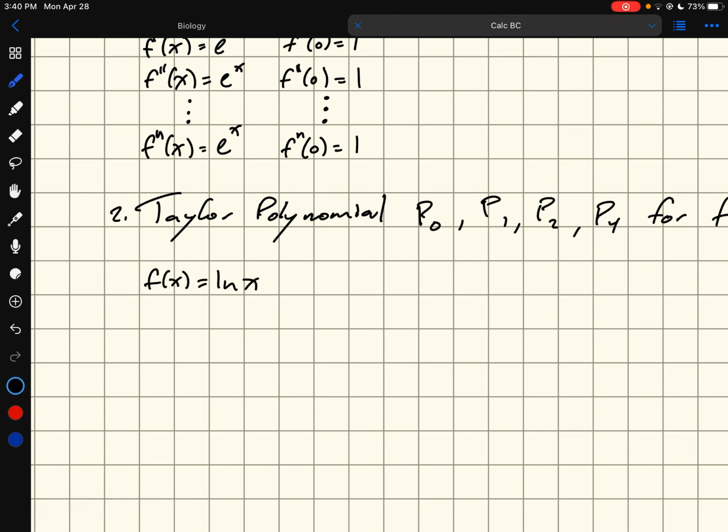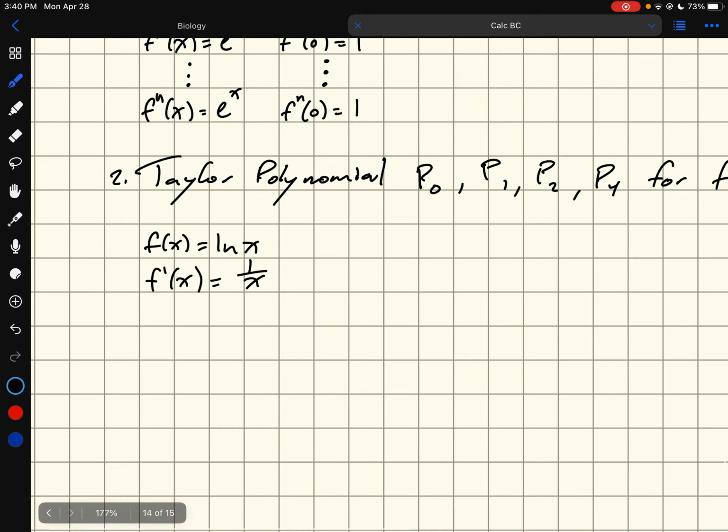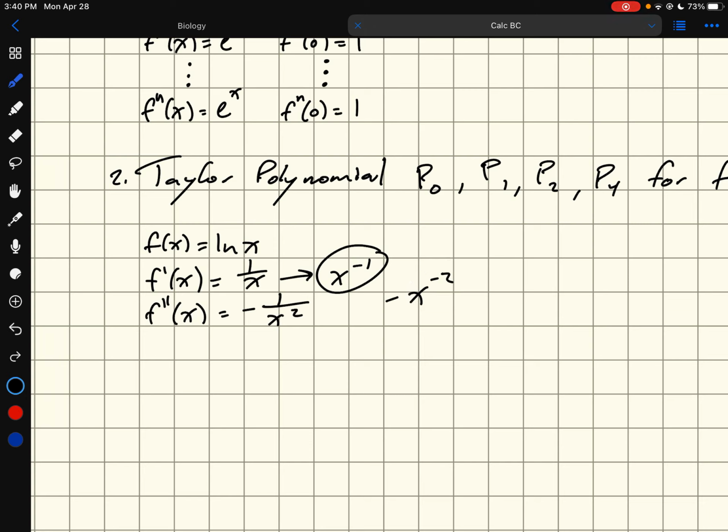So our function is natural log of x. Take one derivative, we get 1 over x. Take another derivative, remember this is the same thing as x to the negative first, so bring down the exponent, becoming -1. I'm just going to write negative. And then subtract 1, so x to the second. Because the derivative of this is negative x to the negative second. And all we did was flip this x to the -2 into the denominator.